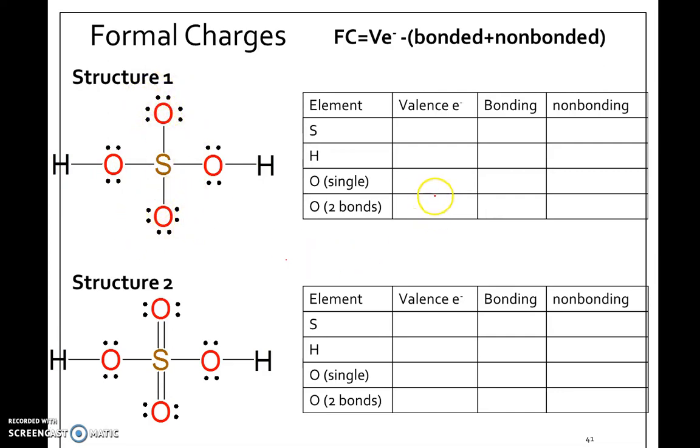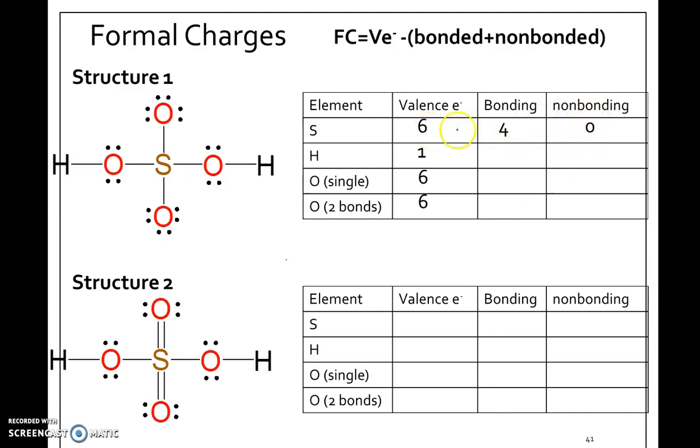So if we look through, we have the valence electrons, how many bonds are surrounding it, how many non-bonds or lone pairs. So if we look at sulfur, the valence electrons do not change, so you should still have 6. You should still have 1 for hydrogen and 6 from oxygen. Bonds, sulfur has, in this case, 4 bonds. Hydrogen has 1 bond. The single oxygen has 1 bond, and the oxygen here has 2 bonds. So 4.